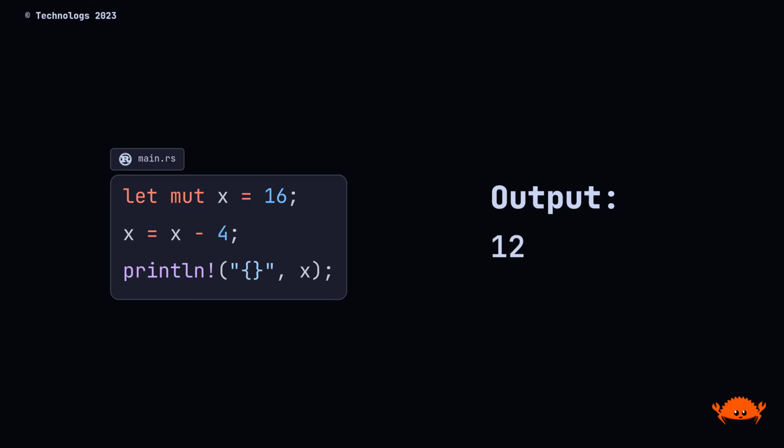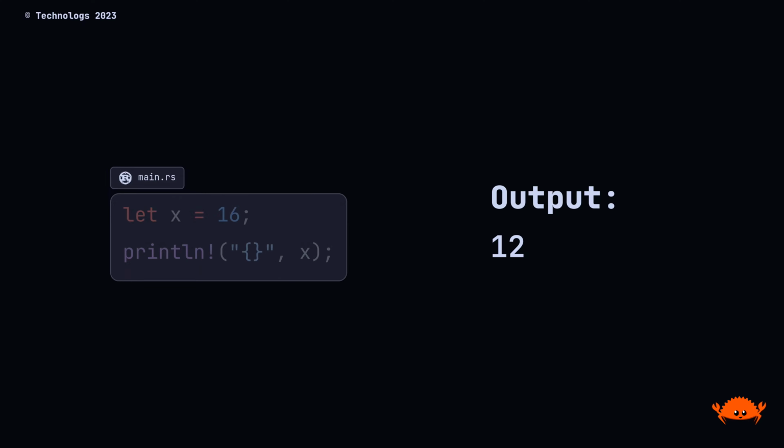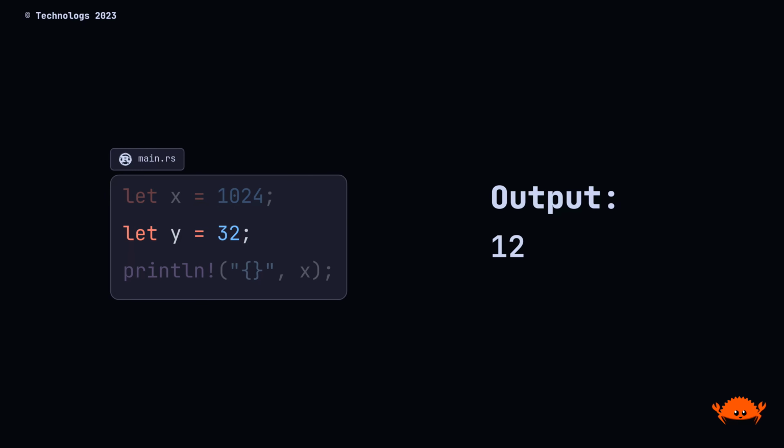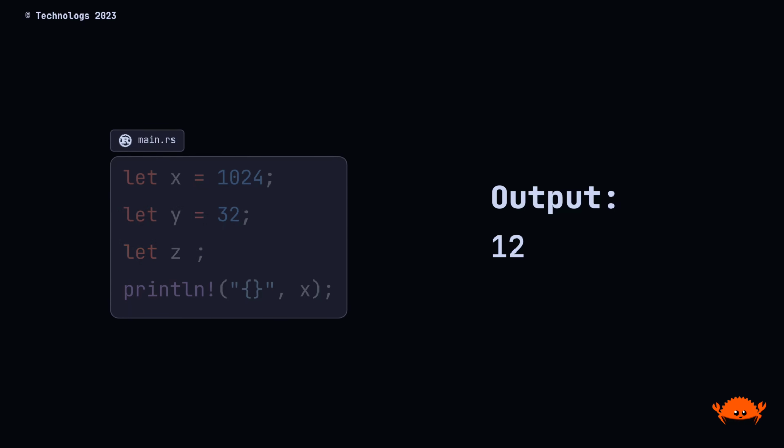We can also do operations with two variables. First, let's make x immutable again since it's no longer necessary. Let's also remove the second line where we are performing the operations and also mutating x. Now, let's change the value of x from 16 to 1024. Next, let's define another variable named y and set it to 32. We will create one more variable called z to hold the output of the arithmetic operations.